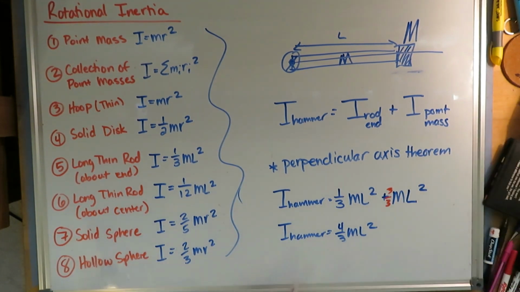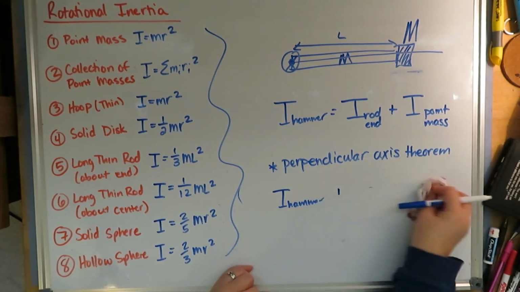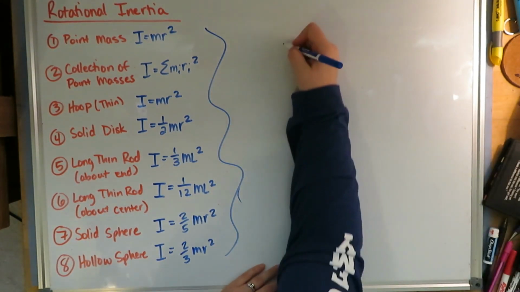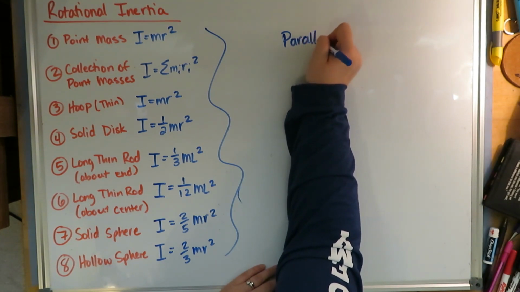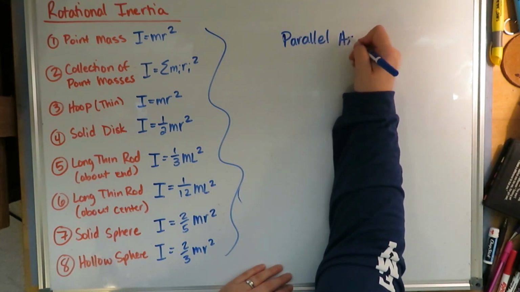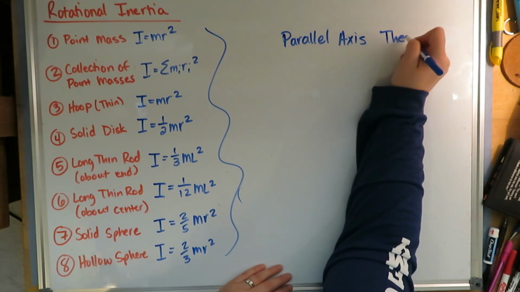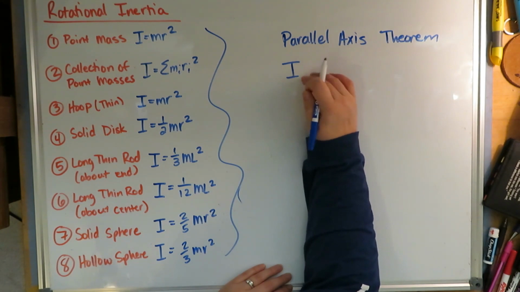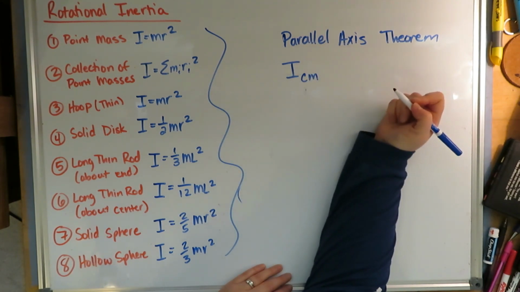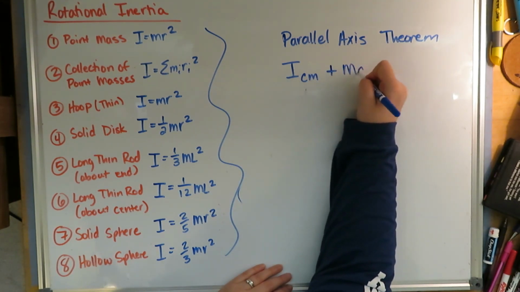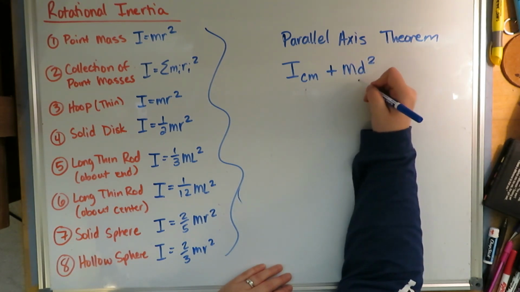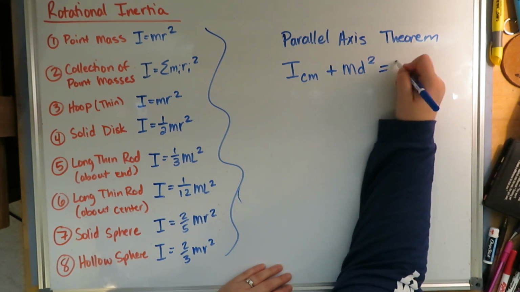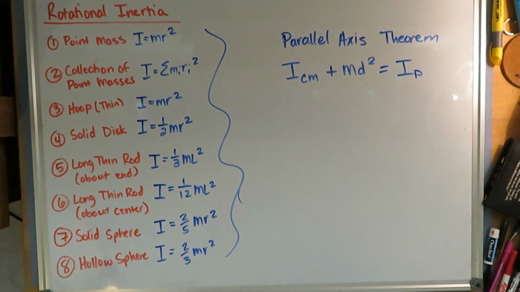The other theorem that you might have to use is the parallel axis theorem. And this one's kind of cool. You'll do more of this in Physics C, but I wanted to introduce it to you just in case it comes up. The parallel axis theorem says that if you know the moment of inertia about the center of mass, and you add some other md squared, so if you move that axis of rotation to a distance d, you can find a new moment of inertia about any point.